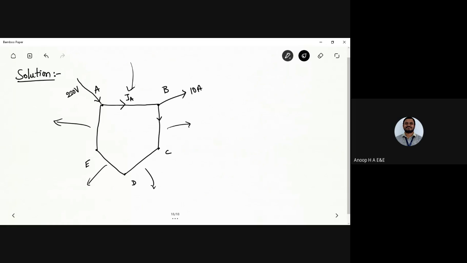And what is the current flowing through here? That is IA minus 10. Okay, so I take it as IA minus 10, whichever it is. You were first finding out the current which is flowing from point A to B. Okay, so next at C, again 20 ampere, and at D it is 30 ampere. Okay, at E again it is 10 ampere.